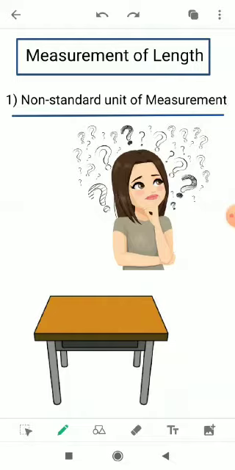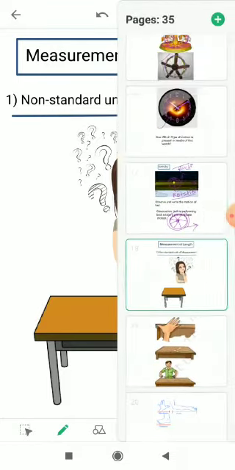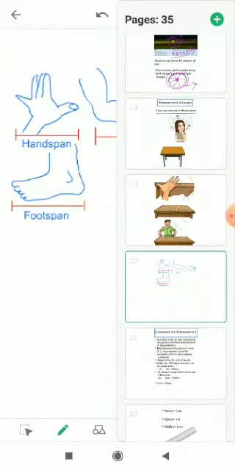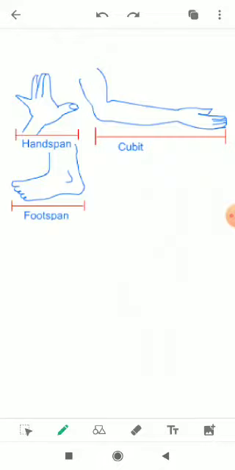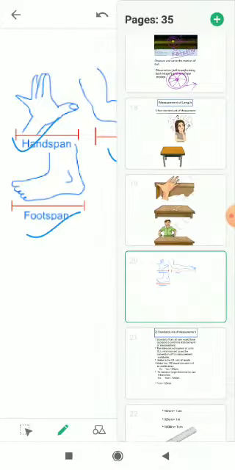So students, can you imagine that in earlier times, when there was no discovery of any measuring devices, how were people measuring the length of any object? So of course, earlier people were using their hand span, cubit, foot span, etc. for measuring the length of any object.